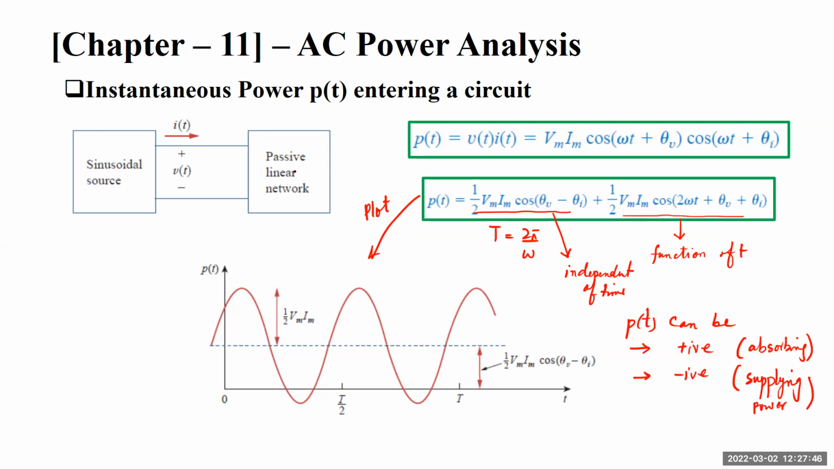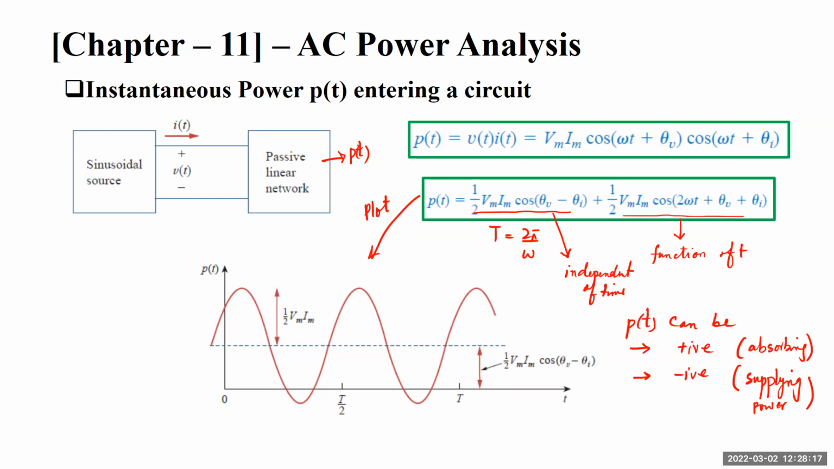So if there is a passive linear network, and you are measuring P of t over here, if this P of t is positive, it means that your passive linear network is absorbing the power. And if this P of t is negative, it means that there is some element that is supplying power to the source, or the power is going back to the source itself.